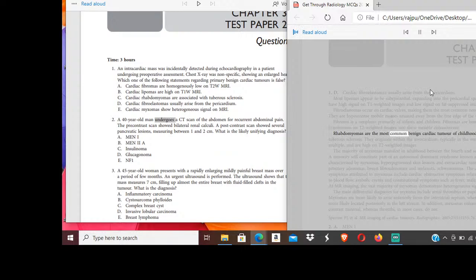Rhabdomyomas are the most common benign cardiac tumor of childhood, associated with tuberous sclerosis. They originate within the myocardium, typically in the ventricles, may be multiple, and are high on T2 weighted images. The majority of myxomas manifest in adulthood between the 4th and 7th decades.